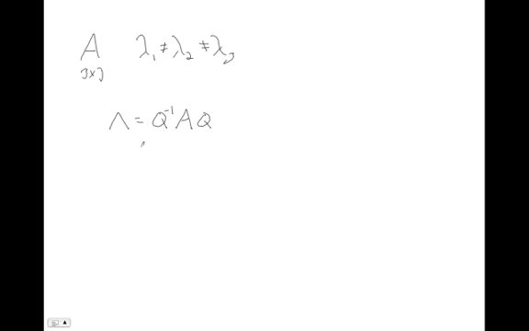But every matrix A, whether it has distinct eigenvalues or not, is similar to a Jordan form. So what is a Jordan form? It's a type of matrix that we'll see in just a second, just like a diagonal matrix is a type of matrix.